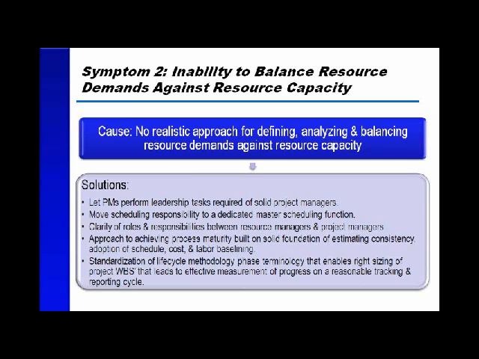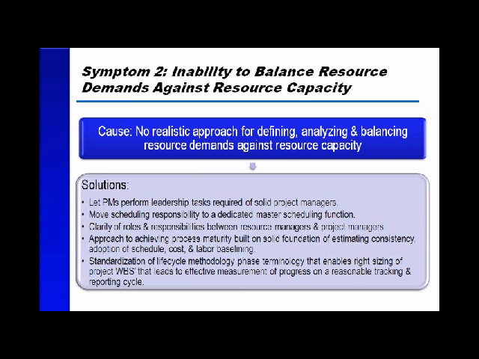And most organizations, when they go to enterprise project management, are looking to get some benefit out of the resource planning capacities of these tools, meaning the ability to balance the demands for resource against capacity. And so the symptom we see is that we can't get our resources balanced. There's no way we can get an accurate view of the demand versus the capacity. And the cause for that is usually that there's not a realistic approach for defining, analyzing, and balancing resource demands against resource capacity. And really the key here is the word realistic.